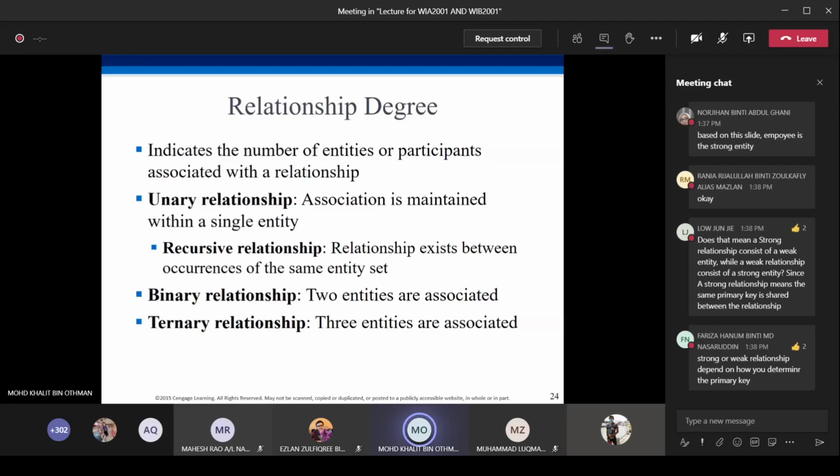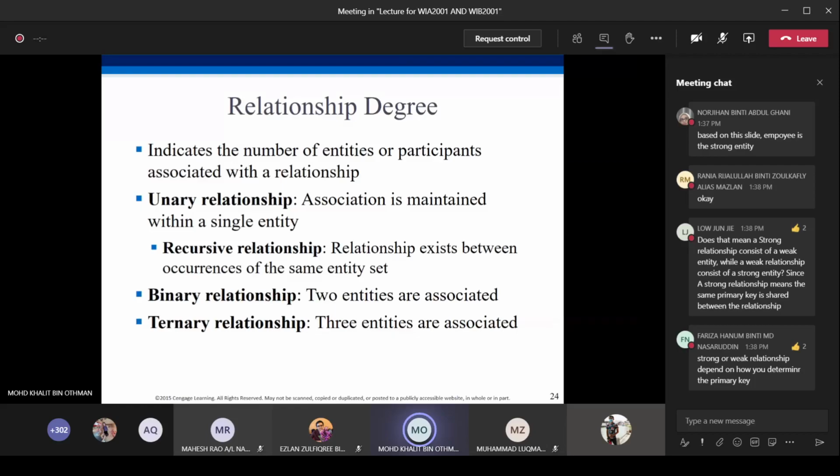So the second relationship degree is a binary relationship. So we have three types. First, unary. Second is binary, and third is ternary, where the recursive relationship is under the unary relationship.